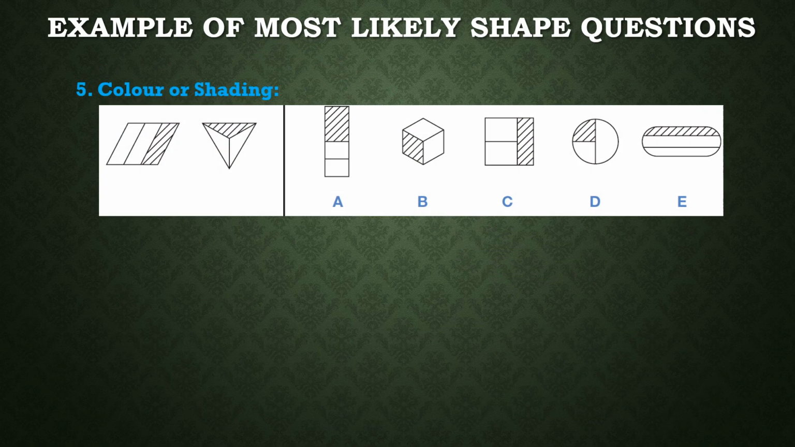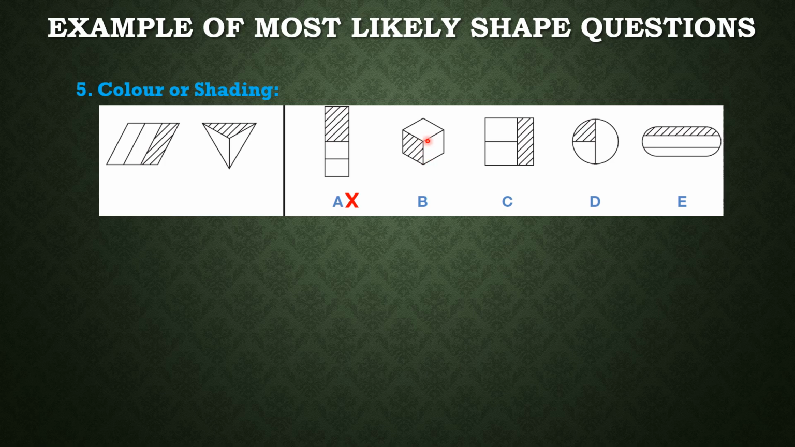So let's look into another example. This particular example is based on color and shading. If we see, there are two images given here, and that particular image is divided into 3 equal parts and one part is shaded. So if we look at the other examples given, A does not have equal division, so that cannot be the answer. If we look at option B, B looks like the answer.